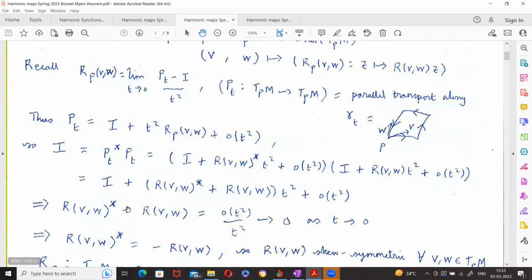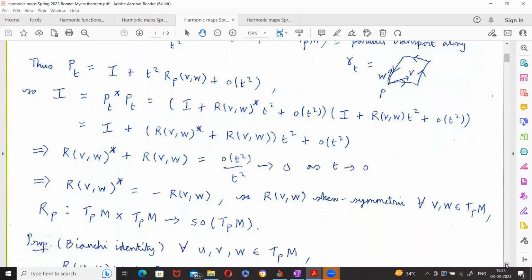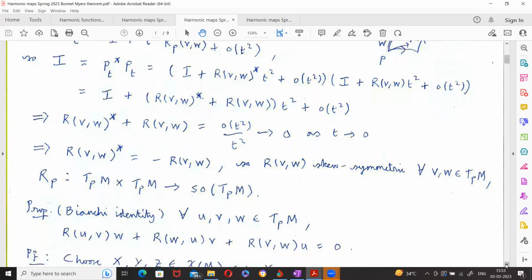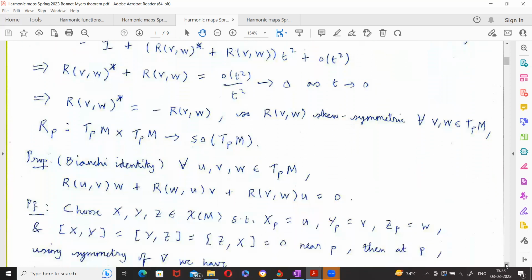Therefore this sum is 0. In other words, R(V,W) star is equal to minus R(V,W). So in fact, this endomorphism of the tangent space, R(V,W), is a skew symmetric endomorphism. Is that clear? Okay, so the Riemannian curvature is an endomorphism valued 2 form, which takes values in skew symmetric endomorphisms. All right. Is this clear?